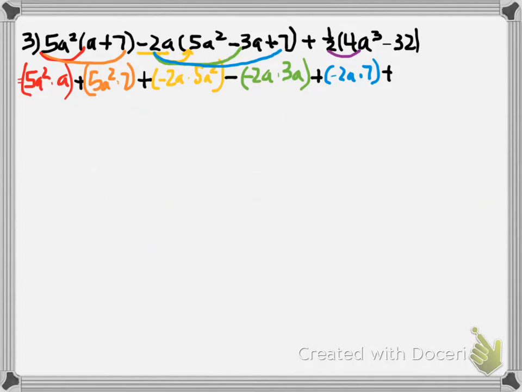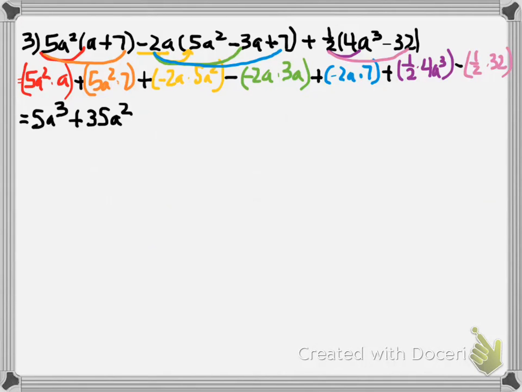So now I'm going to multiply 1/2 times 4a cubed. And then it says minus. And then I'm going to multiply 1/2 times 32. Okay, so let's do all those products. Let's see, 5a squared times a is 5a cubed. And then 5a squared times 7 is going to be positive 35a squared.